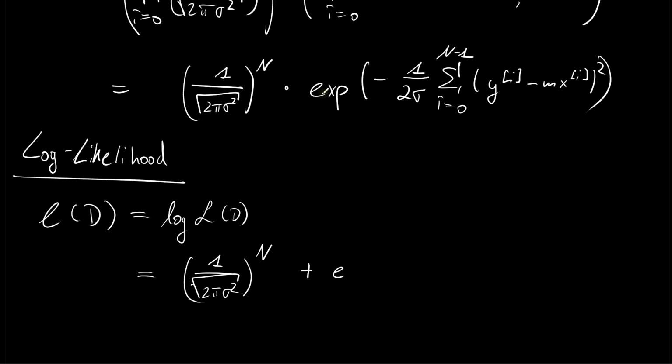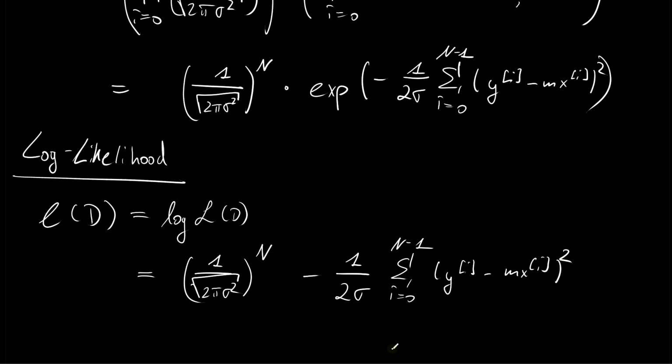and then we have, well, the logarithm cancels with the exponential. So we are just getting down the expression that we have here. So let me, yes, take the minus sign, minus 1 over 2 sigma, and then the summation from i equals 0 to capital N minus 1 over (y_i minus m x_i) in brackets squared.